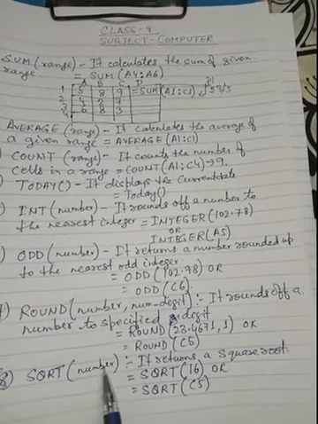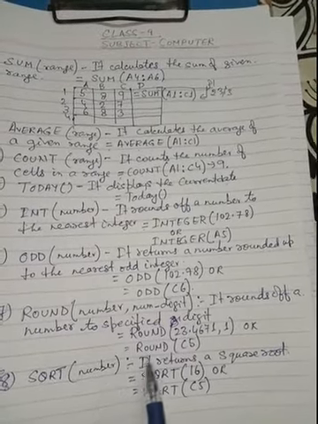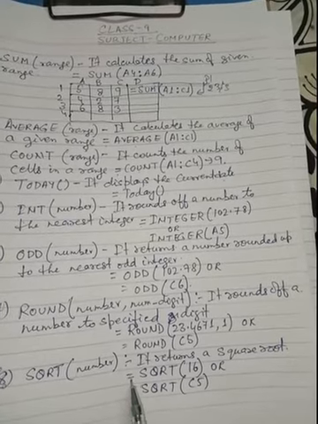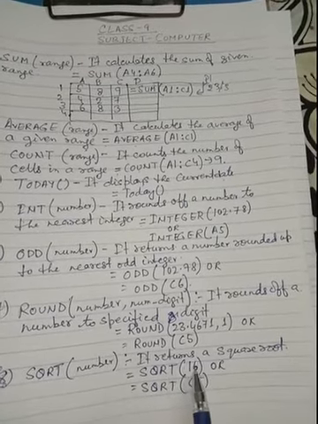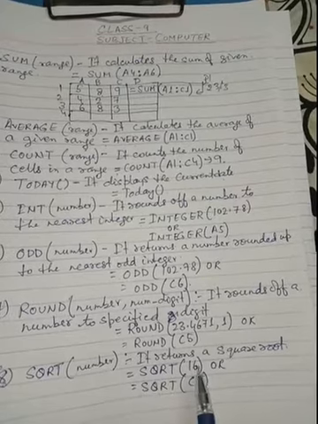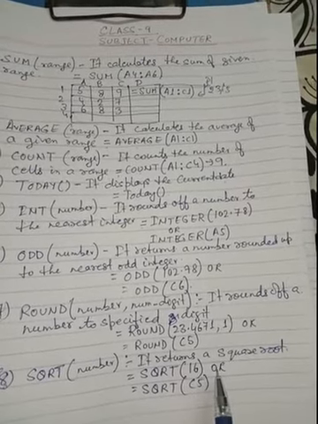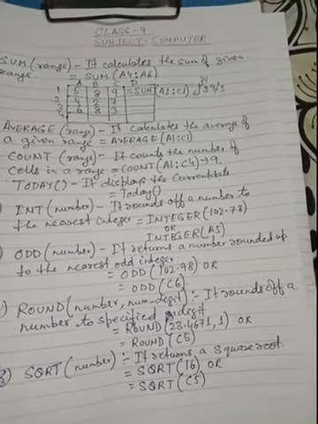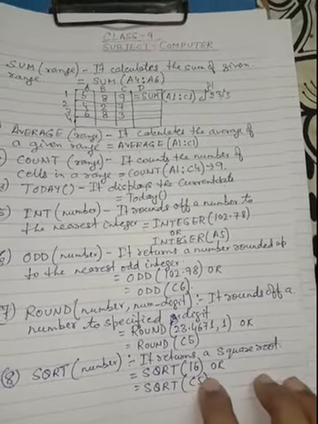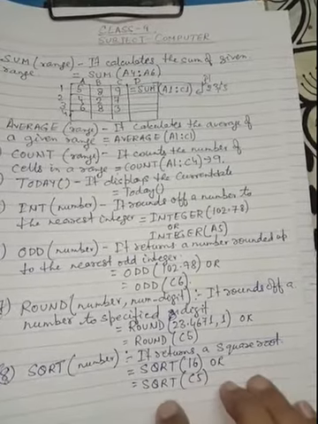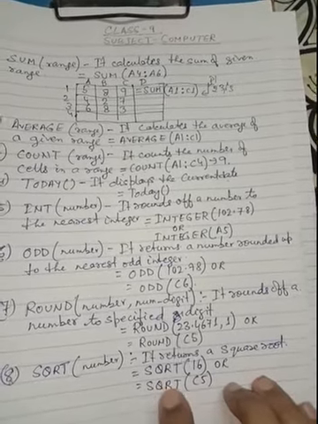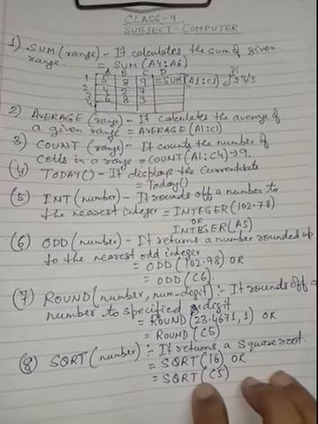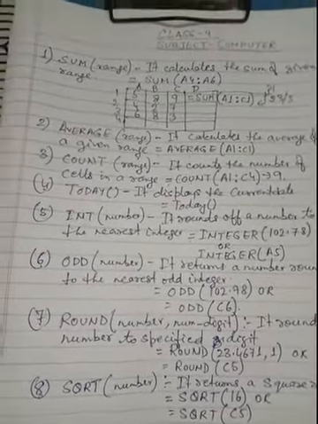Here we have to write the number. What does it do? It returns a square root. Suppose I have written equal to SQRT 16. It will find the square root of 16, that is 4. Or we can write equal to SQRT C5. Here C5 is the cell address that contains a value, and the square root will be found and will be available in that cell. So these were some of the commonly used functions in MS Excel 2010.